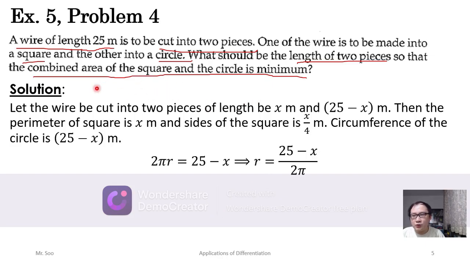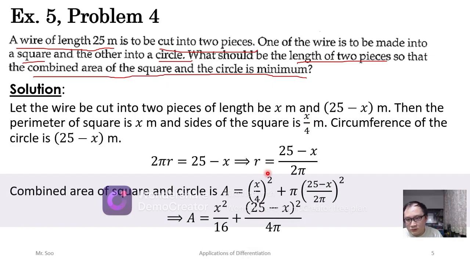Clear? Your area of square will be L times L, which is x over 4 times x over 4, or simply x over 4 whole thing squared. So the total or combined area of the square and circle will be L square plus pi r square. This part is L square, this part is pi r square. In the pi r square formula, the r here, we make use of the circumference of the circle so that we make r the subject, and then we substitute here. Clear? Then you do a bit of simplification.